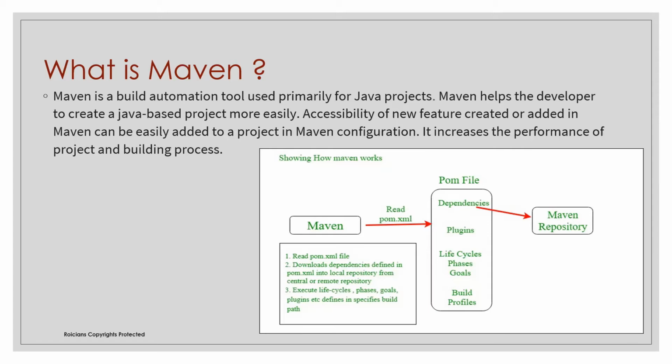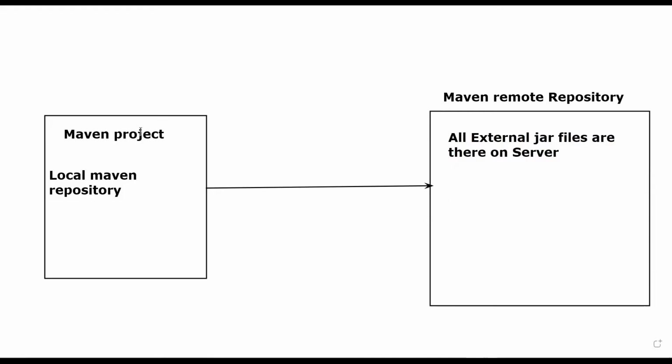Now, how it's going to help us? So let's understand this structure. Whenever you create any Maven project on your local system, actually you are creating a local repository, which is taking all external jar files from Maven remote repository. So guys, there is a remote repository on the cloud, on the server, in which all the external jar files are there. Selenium WebDriver, TestNG, Apache POI, whatever you require for your framework, all the external jars are stored here. It's a storage for all the external jar files.